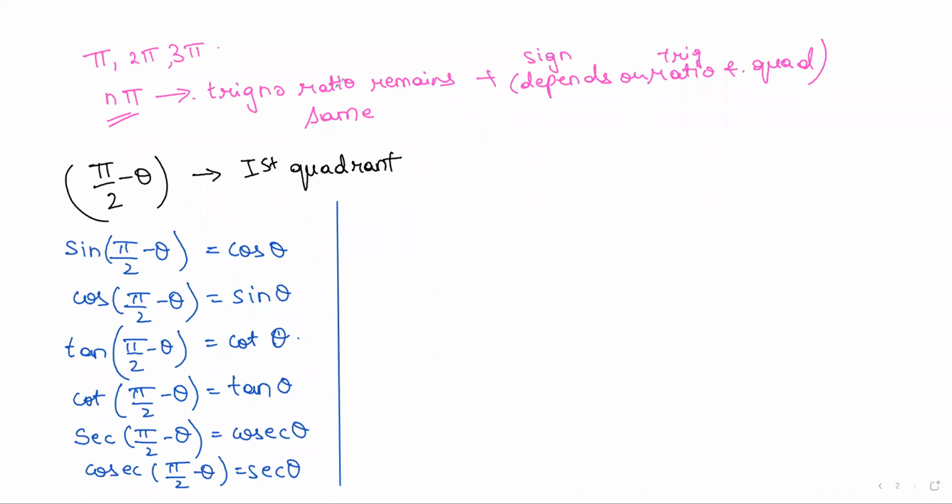Next, second, let's consider the second quadrant. Pi by 2 plus theta, which is in the second quadrant.